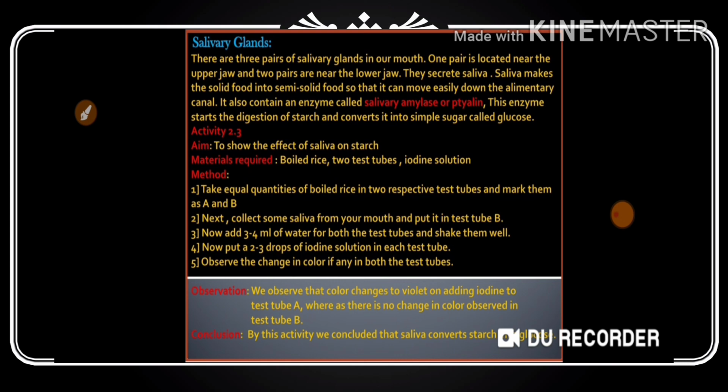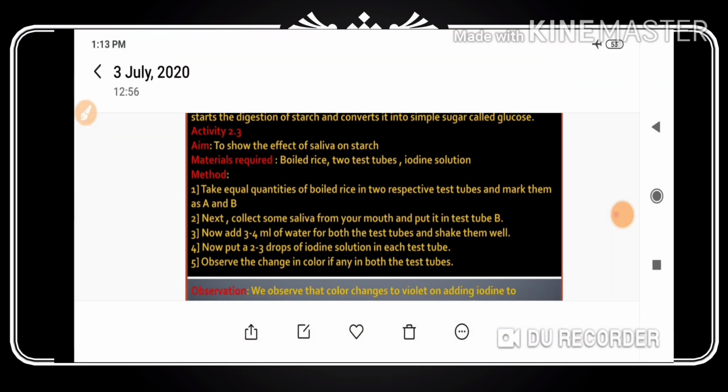That's why we have 3 pairs of salivary glands in our buccal cavity: 1 pair in the upper jaw and 2 pairs in the lower jaw. Every day 1 to 1.5 liters of saliva is released in the mouth. It is a very important activity. Page number 14, activity 2.3, we have completed.